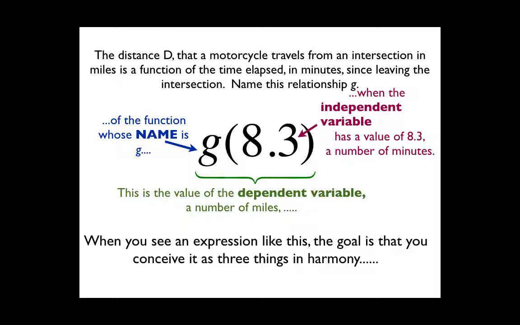So we're doing a lot of talk about using these symbols. So g of 8.3 then is a single value of the dependent quantity, just like 8.3 is a single value of the independent quantity, time. But time and distance are things that are varying, and these are just individual values of that variable. 8.3 comma g of 8.3 could be an xy point if we're graphing something.